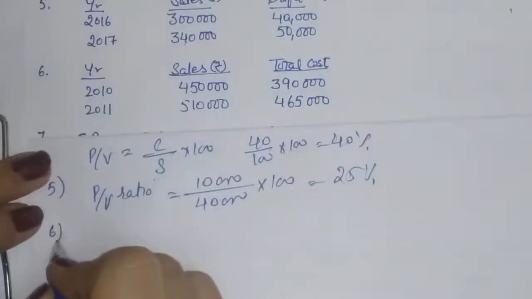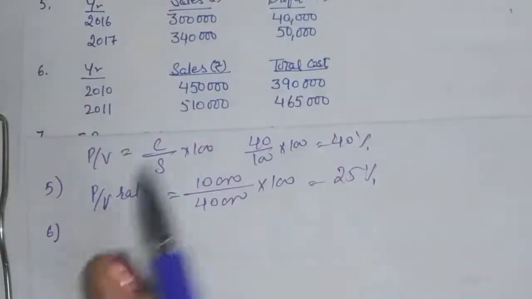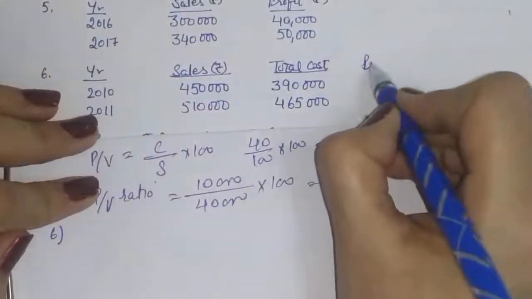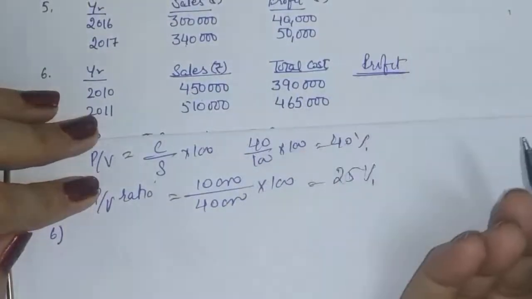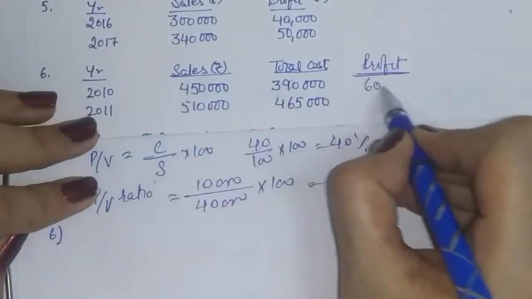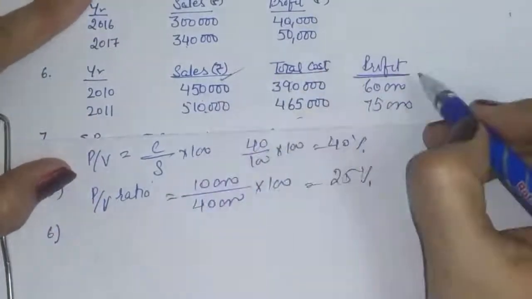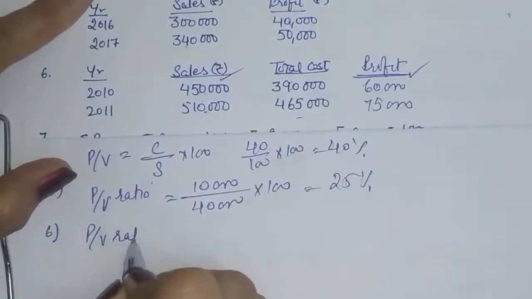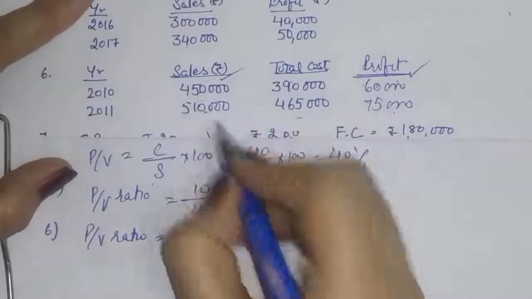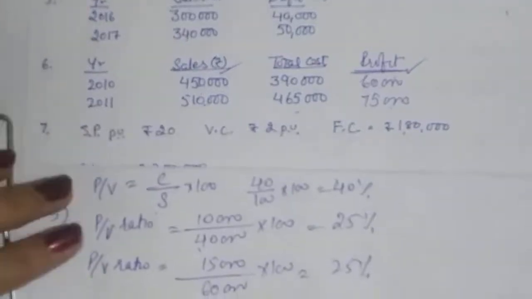Now sixth question, we are given sales and total cost. Now sales and total cost again are not directly related, but yes, change in sale is related to change in profit level. So we will determine the profit first. So profit here in this case will be sales minus total cost, that is 60,000, and here sales minus total cost 75,000. So since we are given sales and profit, our PV ratio will be change in profit, that is 15,000, upon change in sale, that is 60,000. So it is 25%.